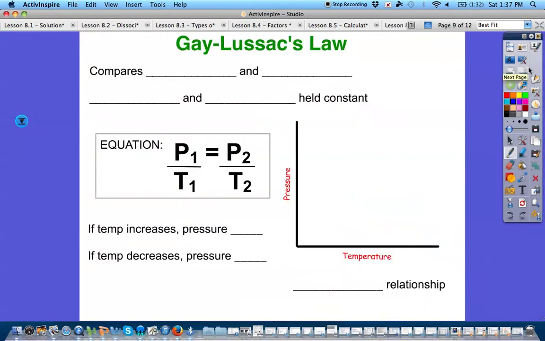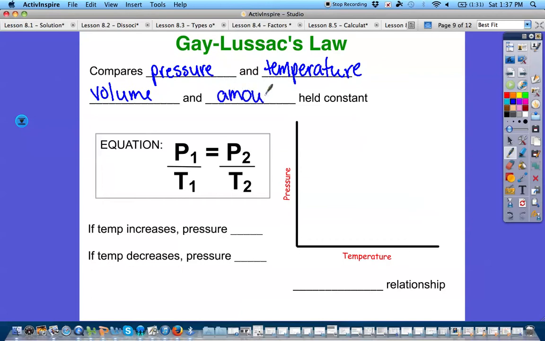Our next law is Gay-Lussac's law. Gay-Lussac's law compares pressure and temperature. So that means that volume and amount are held constant. The equation is P1 divided by T1 equals P2 divided by T2.